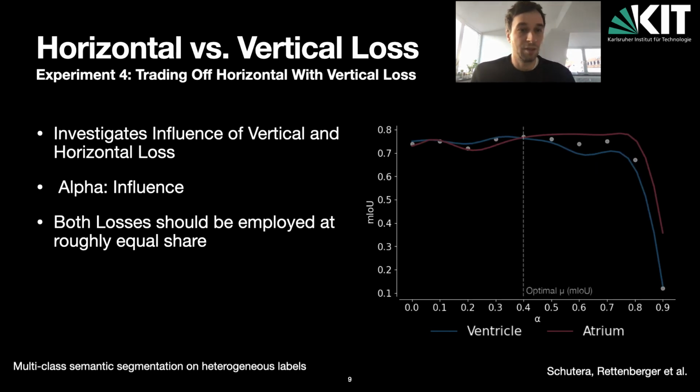The last experiment investigates how the two individual loss functions influence the performance. For this, alpha is used, which weights the individual terms of our loss function. The weighting factor alpha is modified to see how both loss functions influence the learning process. The best performance can be observed at alpha about 0.5, which means slightly more importance on the dice loss. The best performance can be achieved if the two losses are employed at a roughly equal share, even though there is slightly more importance on the dice loss.